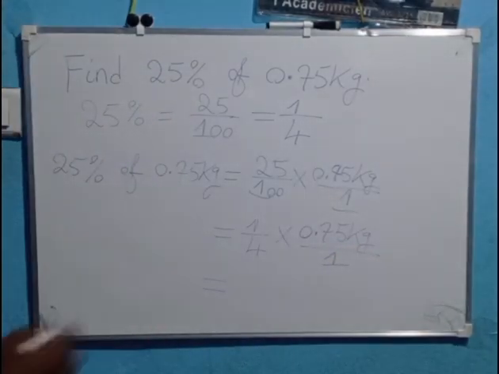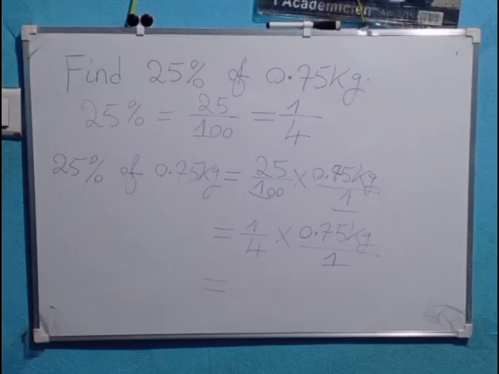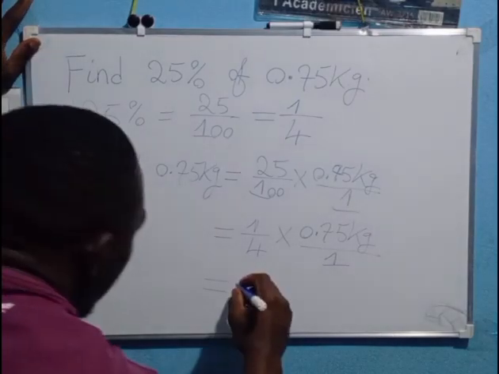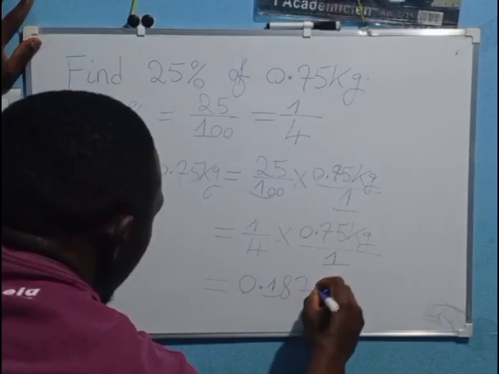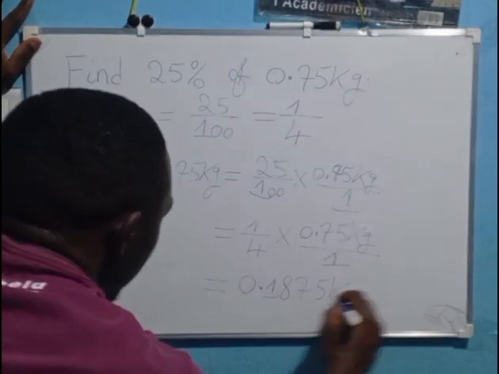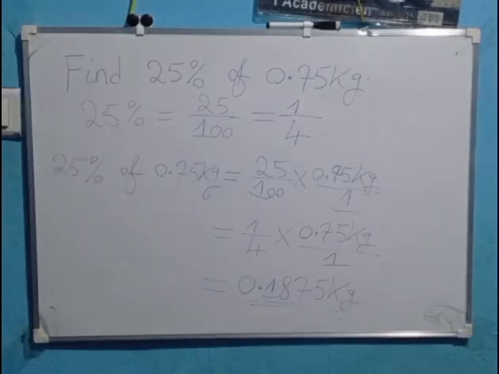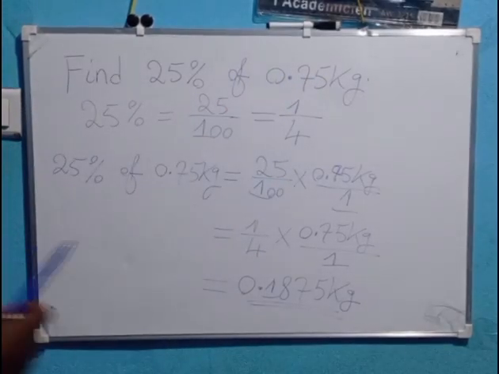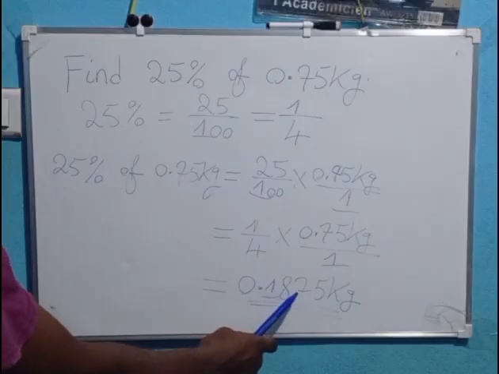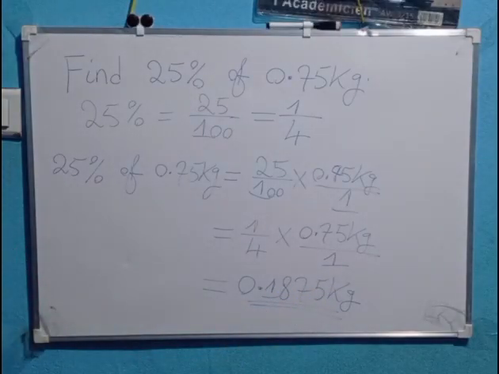This will simply be equal to 0.75 divided by 4 gives us 0.1875 kilograms. Therefore, 25% of 0.75 kilograms is 0.1875 kilograms. We are done with the solution of the problem.